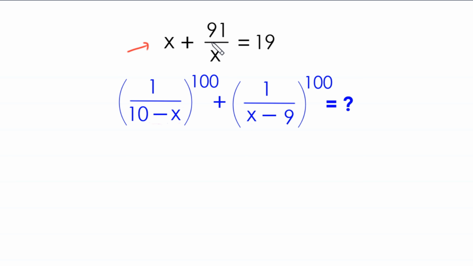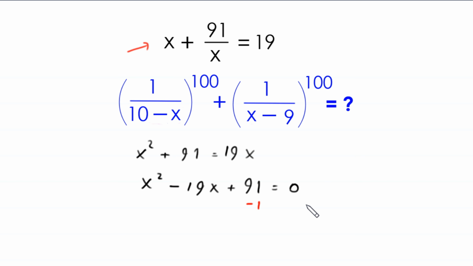If we multiply both sides of this equation by x, then this will become x squared plus 91 equal to 19x. Move this 19x to the left hand side, this will become x squared minus 19x plus 91 equal to 0. Now we subtract 1 from both sides. So this will become x squared minus 19x plus 90 equal to negative 1.